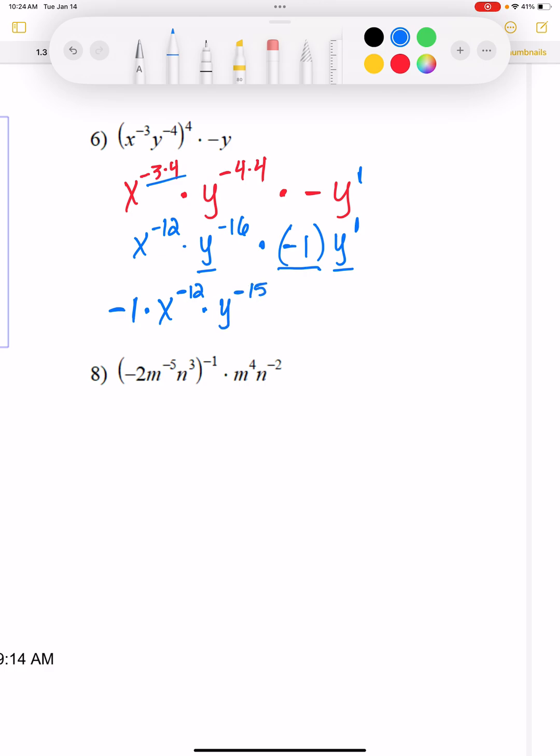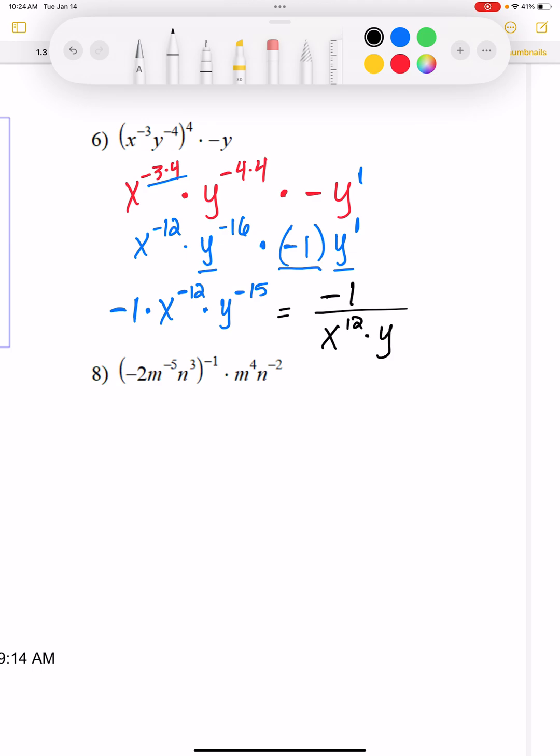We're almost to the answer. And your final answer would be, we got to get those negatives in the denominator, right? We can't have negative powers. We got to move the whole term to the denominator. So it's going to be negative 1 over x to the positive 12th times y to the positive 15th. And this would be your final answer.